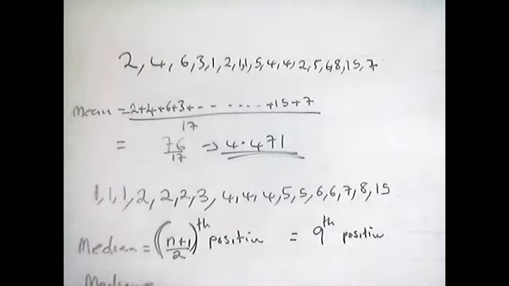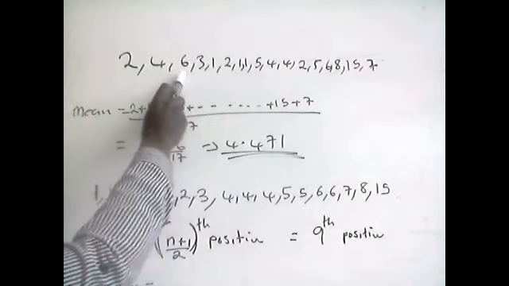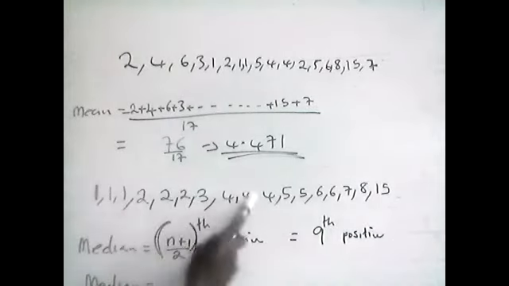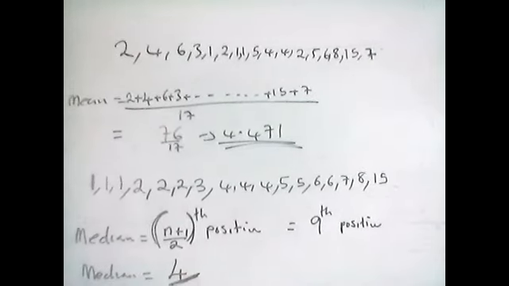So the median is equal to the value on the 9th position. You can start counting, but don't count from the original data, because those values are not arranged in ascending order. Count from the values arranged in ascending order: 1, 2, 3, 4, 5, 6, 7, 8, 9. The value on the 9th position is 4. So our median is 4.